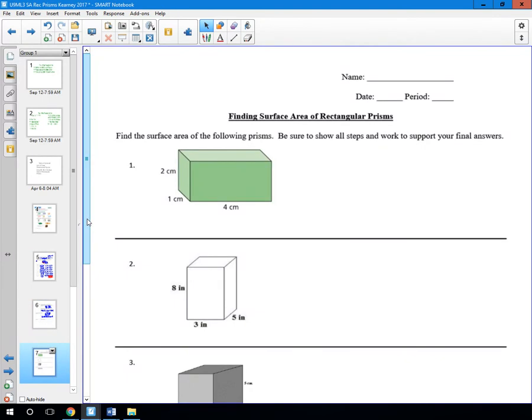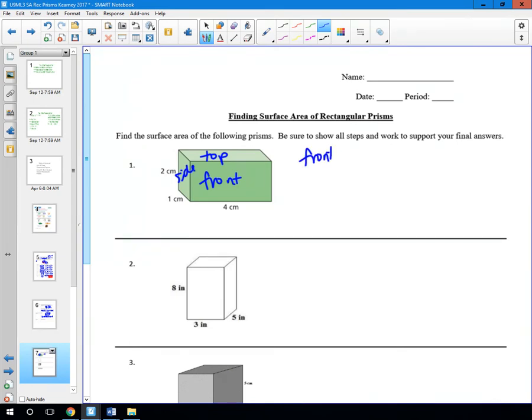Okay? So if you'll go to the back and look at number 1. Number 1, I'm going to go ahead and label the front, the top, and the side. And I'm going to come over to the side and make a list. I'm going to find the area of the front, the area of the top, and the area of the side. Okay? So I'm going to find the area of each of those. And I'm going to stop right there.